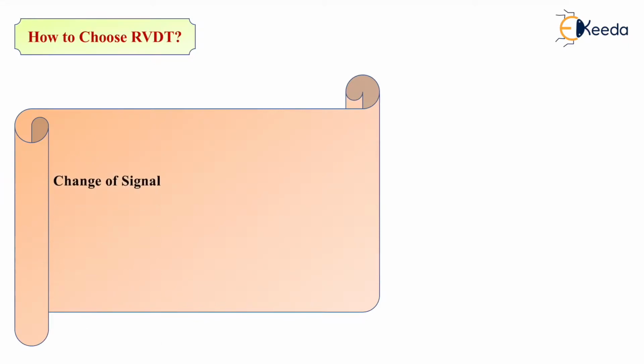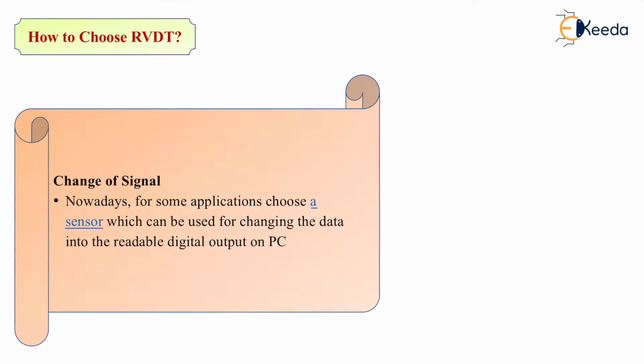Next is change of signal. What is change of signal? Nowadays, for some applications, we choose a sensor which can change the data into a readable digital output on the PC. What we have seen in LVDT is that LVDT is an electromechanical type of transducer in which linear displacement is converted into a proportional output, and in RVDT angular displacement is proportional to the output.